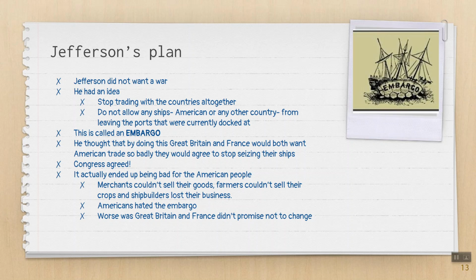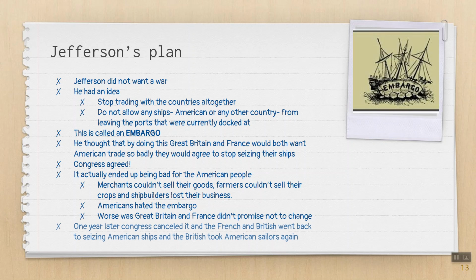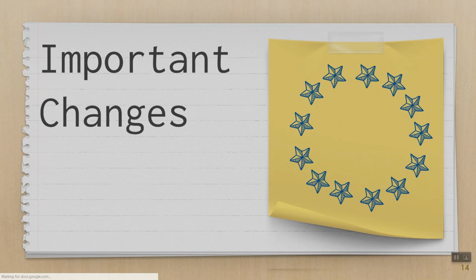Worse, though, was that Great Britain and France didn't really even promise to change. It wasn't really affecting Great Britain and France. So one year later, Congress ended up canceling the embargo, but the French and British went right back to seizing American ships, and the British took American sailors again. So nothing really ever got solved. So that was kind of one of the bad things that happened under Jefferson's presidency.